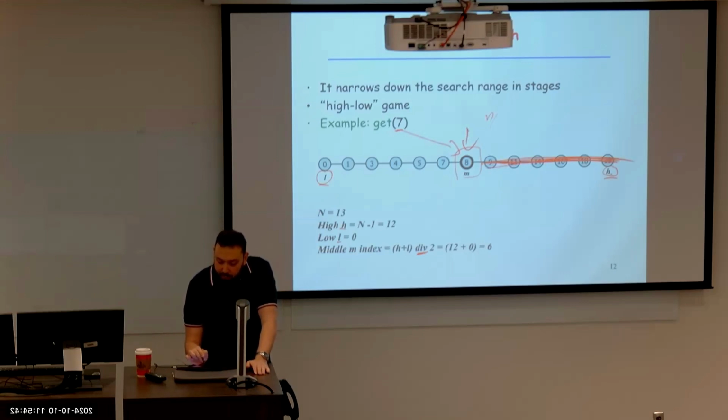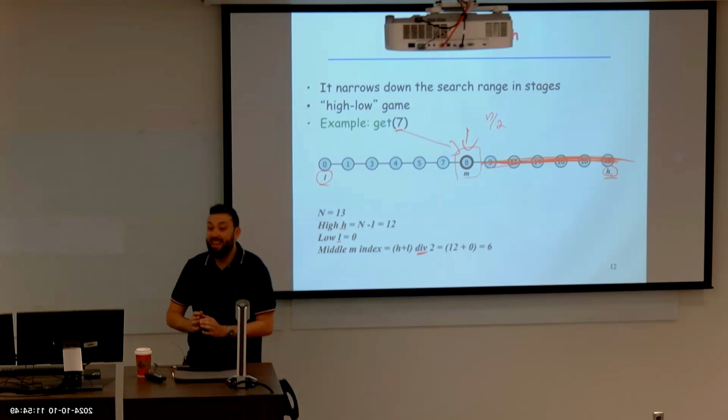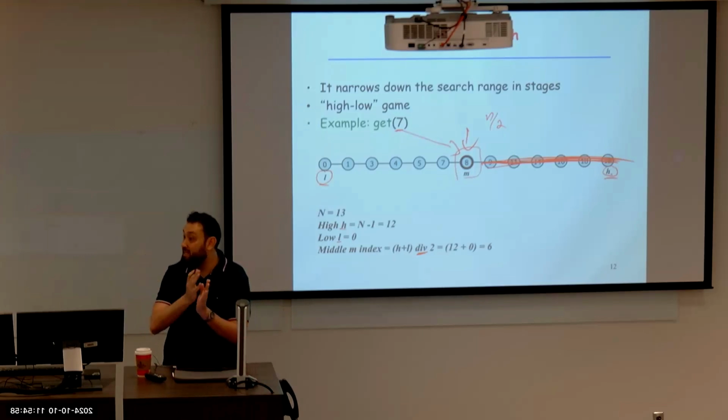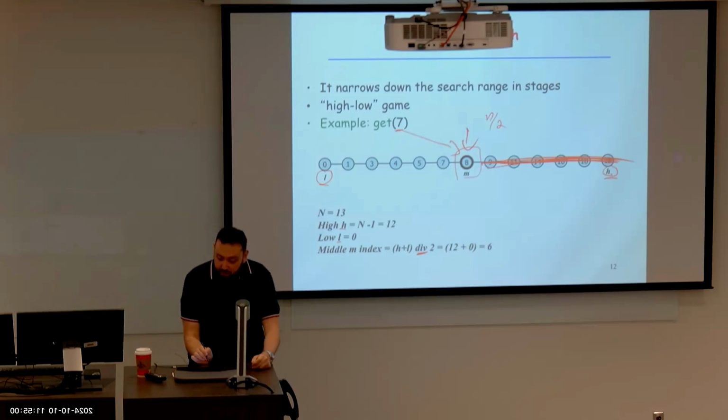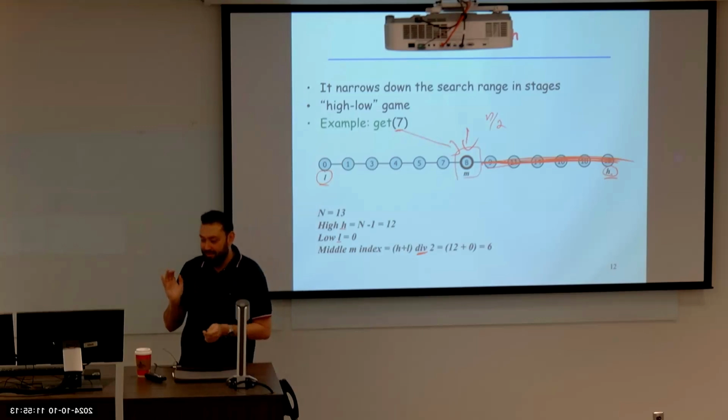So now I only need to search through n over 2. Let's say I have 1 million data inputs. Now I only need to go through 500,000. So I saved half of them. Each iteration, I'm going to save half. So that's the power of binary search. But it only works with what? Arrays, and sorted. They have to be sorted. Okay.